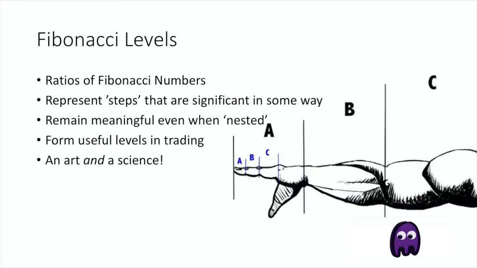Fibonacci levels. Recall that Fibonacci levels are just ratios of Fibonacci numbers. These represent steps that are significant in some way. These remain meaningful even when nested. For example, we see this picture of the human arm divided up into sections, and the ratios are the same here as they are for the digits of the fingers, and these are nested within each other. These form very useful levels in trading, just like we saw with futures and stocks, same with cryptocurrencies. They are both an art and a science to construct.